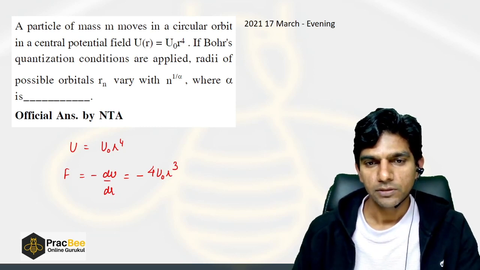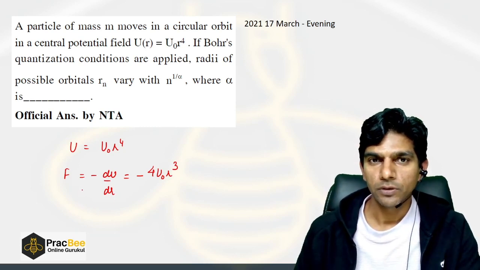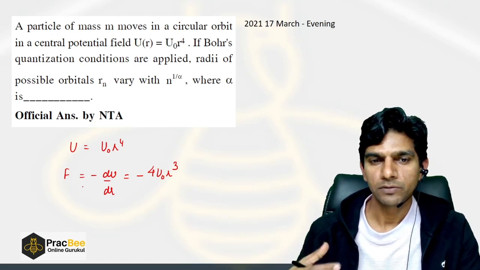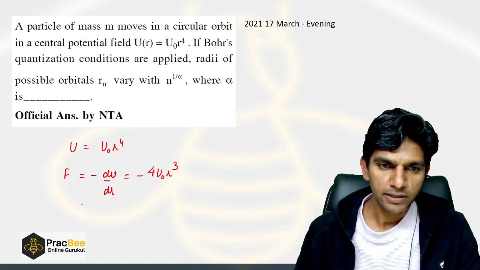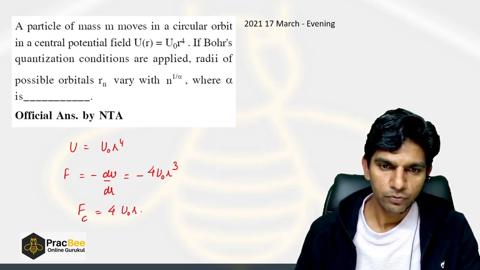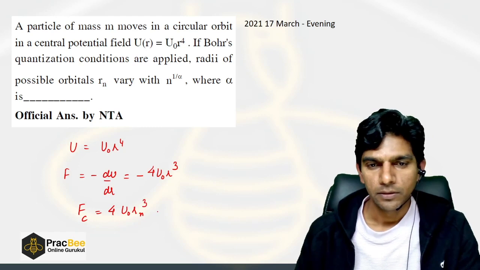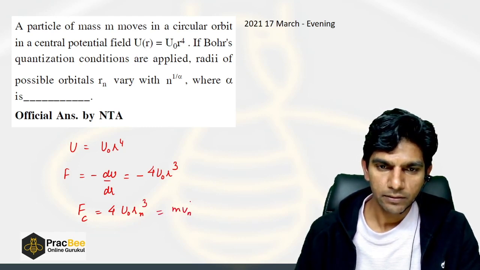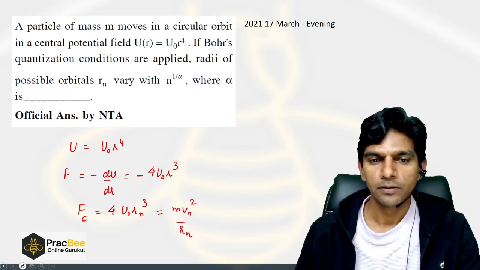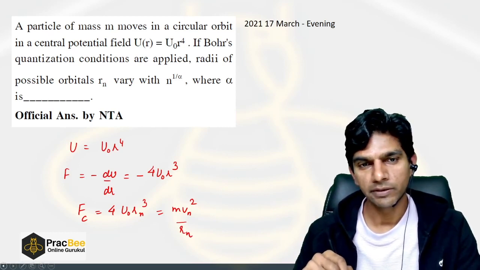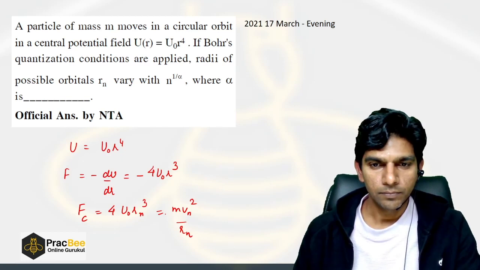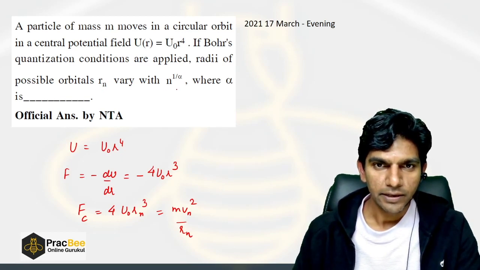Now this force is responsible to provide the centripetal force. So we can say Fc will be equal to 4 U naught Rn cube, and this will be m vn square by Rn, right? So now we have a relation between the speed and the orbital radius. And we have to find the relation of R and n.